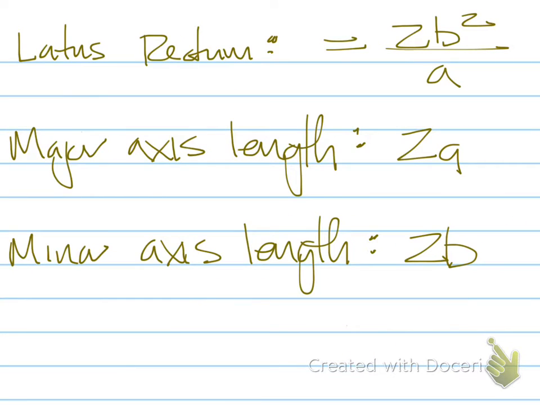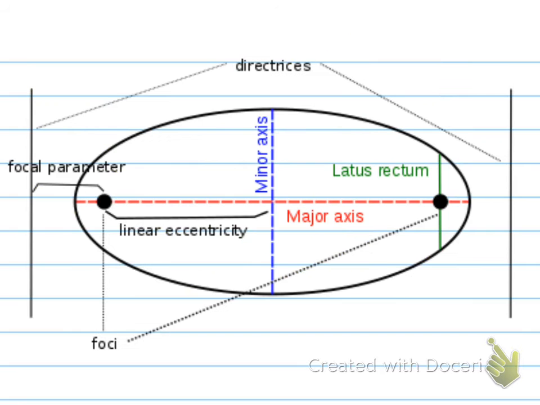The latus rectum is the chord that is parallel to the directrix, but on the inside. Latus rectum is a chord that goes through both foci and is parallel to the directrix. You can find its length by multiplying 2 by b squared and dividing by a. The length of the major axis is 2 times a. The length of the minor axis is 2b.